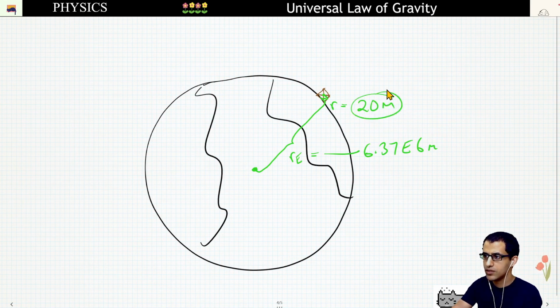This number is so small compared to this number that it's not going to change our final answer. So we can ignore the size of this object and just take the R value to be from the center of the Earth to the surface. So in that case, it is the radius.